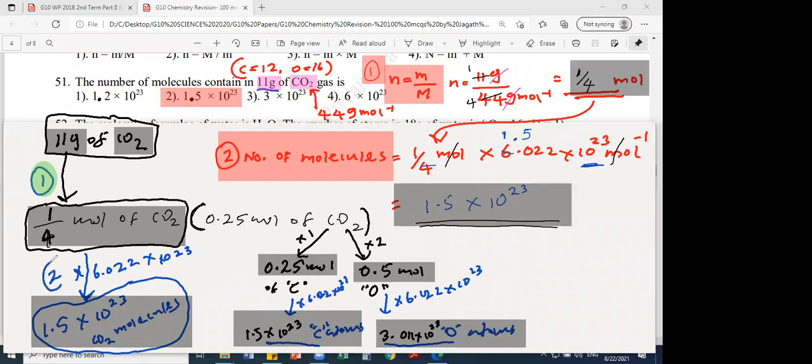Number 2. And number 3, converting that into atoms. 3 and 4, converting that. But before you find the carbon, how many carbon atoms in 11 grams of CO2? Here the answer is number 3, 1.5 into 10 to the power 23. I'll put here number 5. If it's how many oxygen atoms in 11 grams of CO2, then this one, number 5, 3.011 into 10 to the power 23.